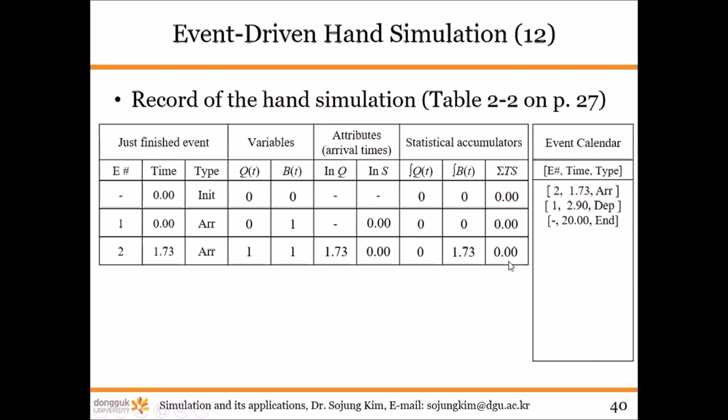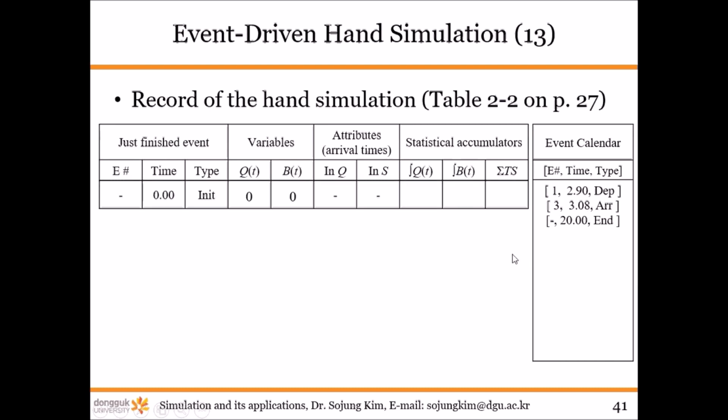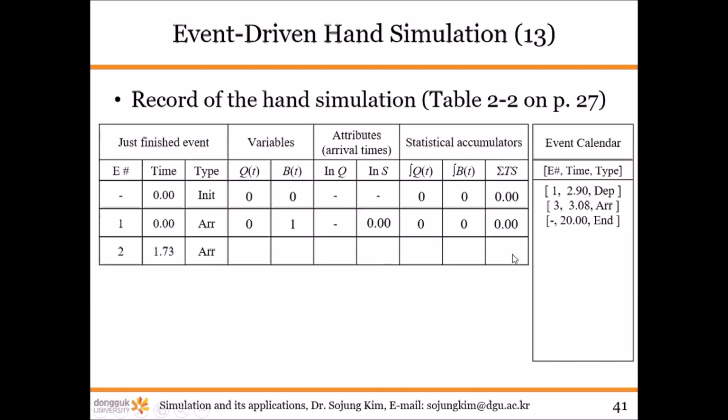And then since there is no departure event, your tally statistic will be 0, right? So time persistence statistics are always updated whenever you have an event. However, tally statistic is only updated when we have a departure event. So that's a difference, okay? Okay, let's look at the next event.